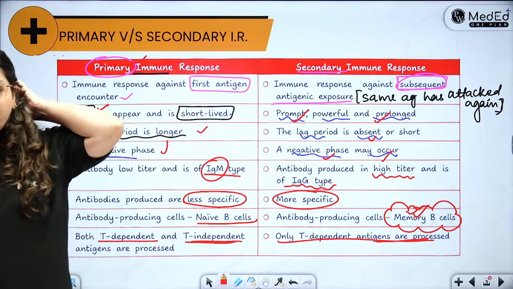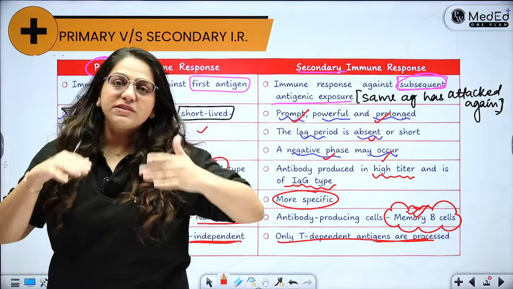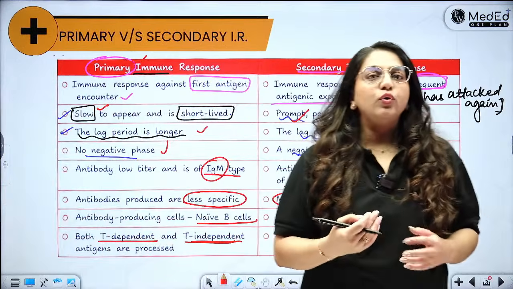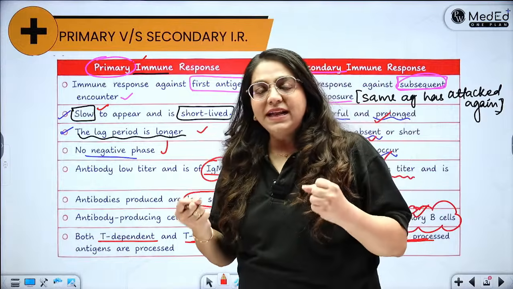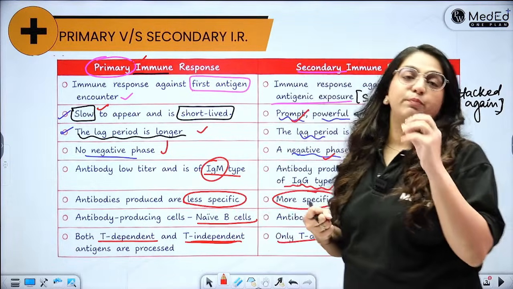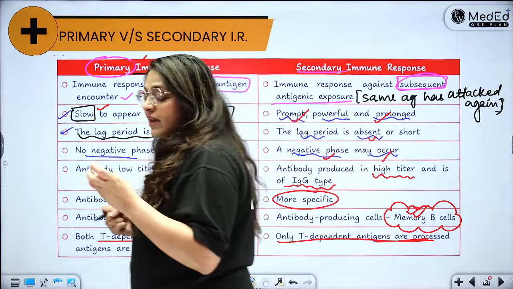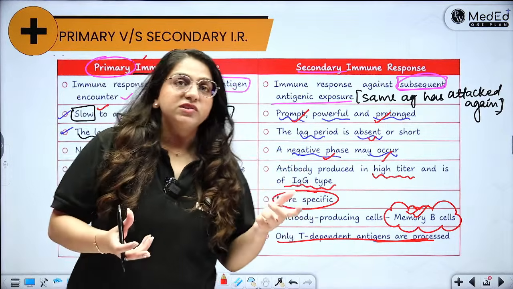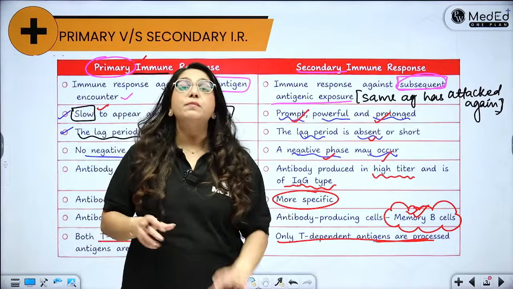If you want me to explain, please write in the chat box. I can quickly explain the T-dependent and T-independent antigens. But I hope you know that a T-dependent antigen is the one which is the protein antigen. Whenever a T cell dependent antibody response comes, then a memory is formed.